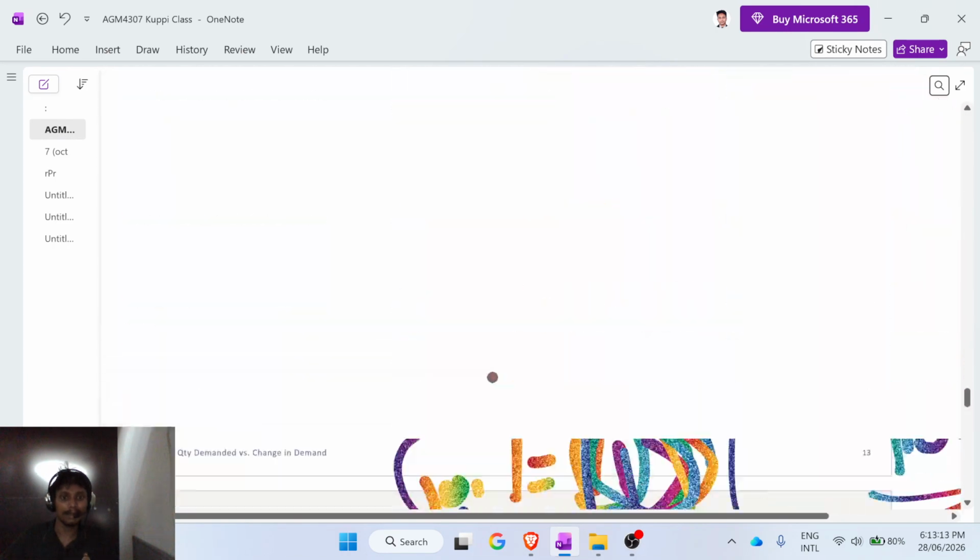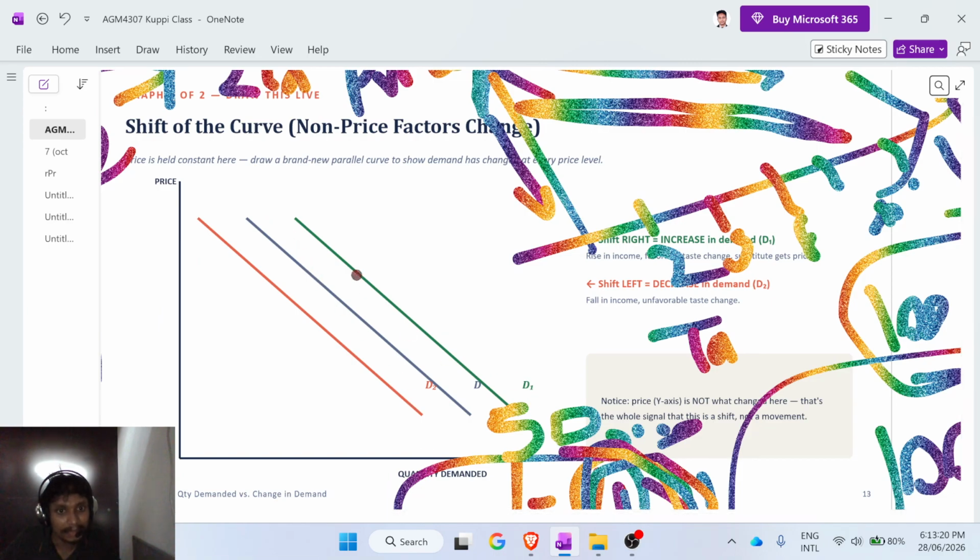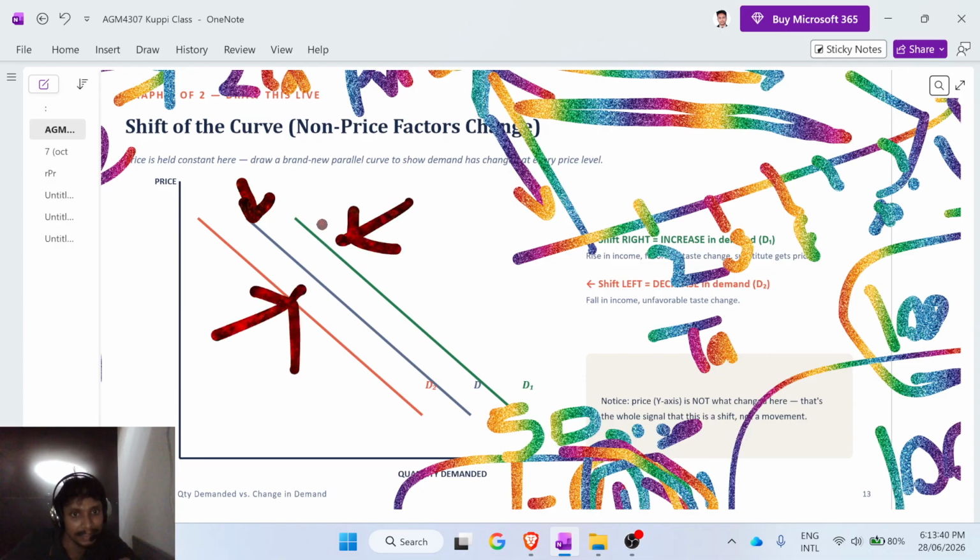But in change in demand, the line will be shifted left or right. Assume that this is the original first line. After the change in demand, the line will be moved to the right side or left side. Right side means the green line or orange line. That is the change in demand.